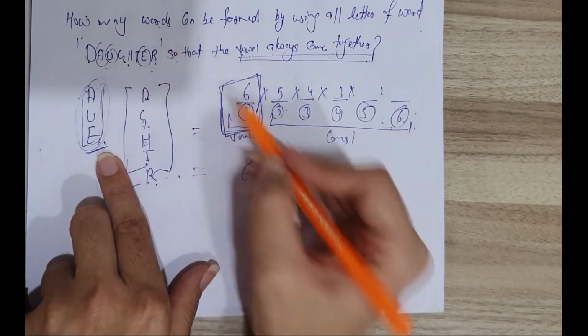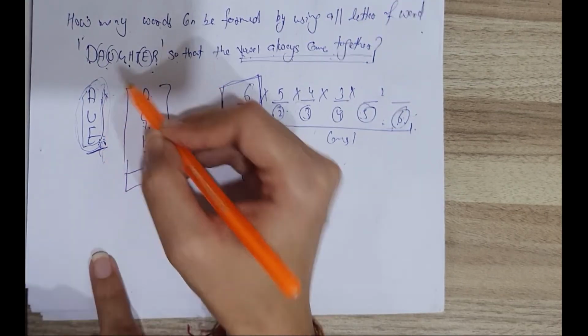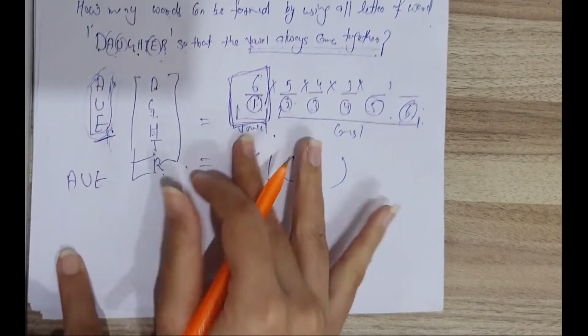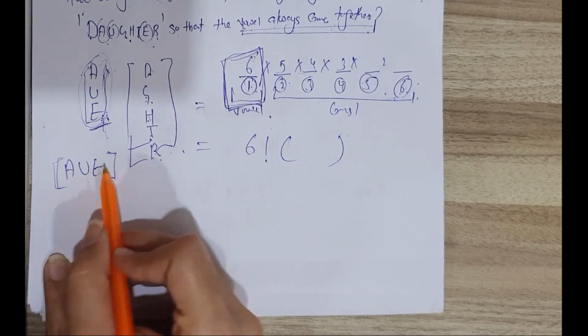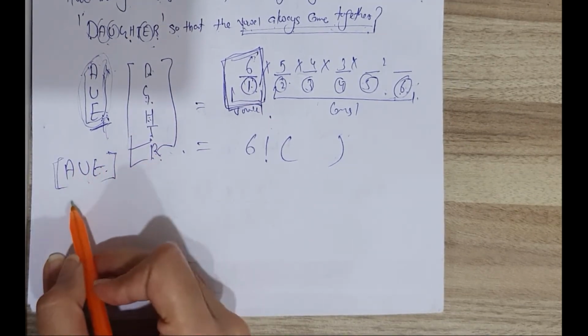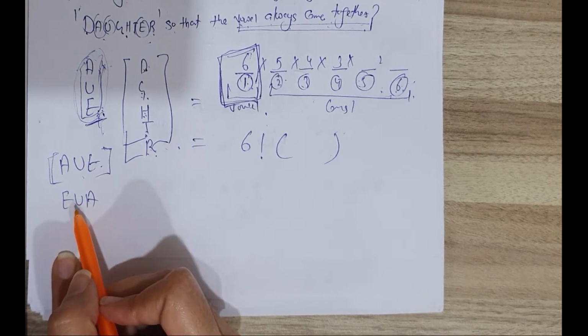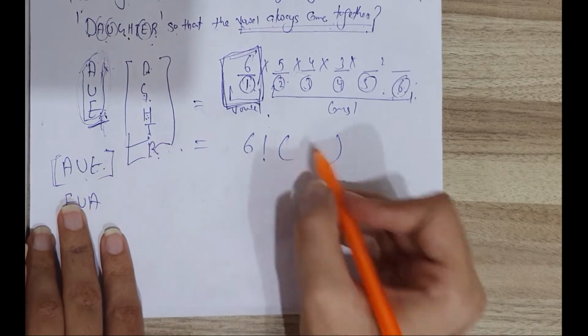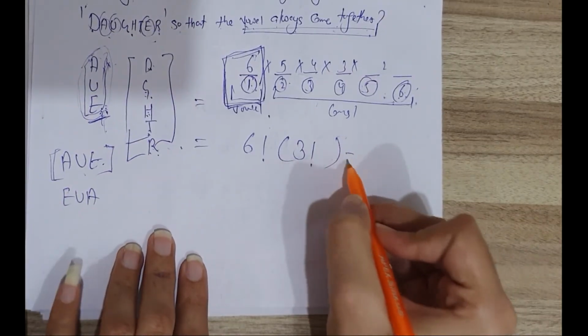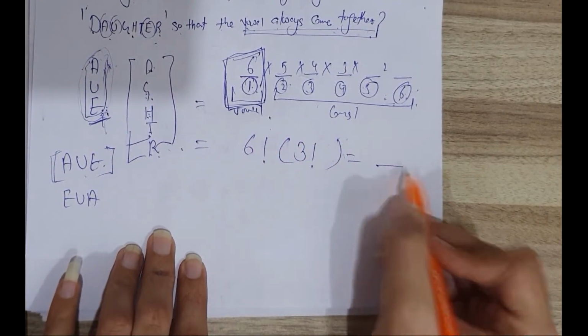If we grouped the vowels, then they can shuffle around each other. Now they will be in a group, but they can shift their places and change places around each other. So the number of ways they can be shuffled is 3 factorial. So this is the answer. Now solve it and you will get your answer.